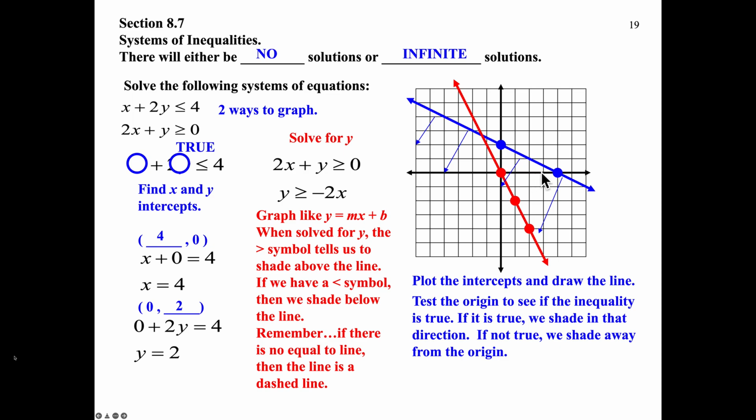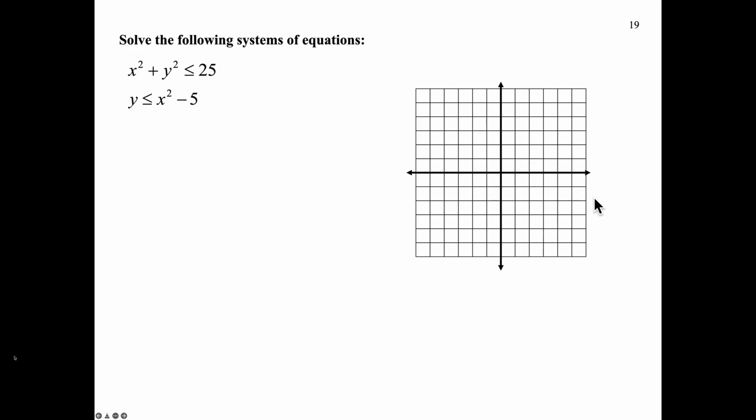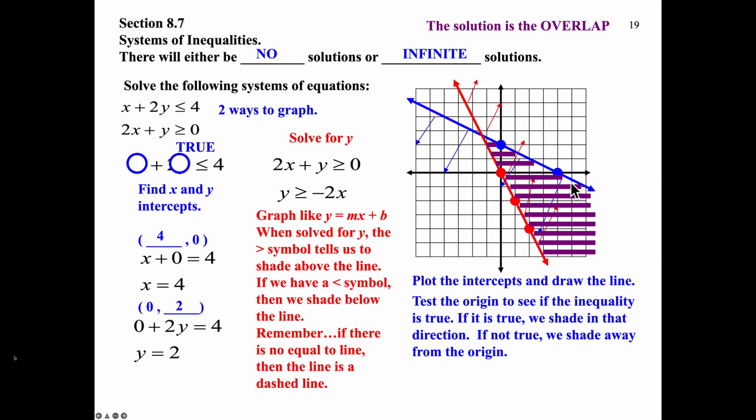1, 2, 3. Down 1. 3, negative 1. 3 plus 2 times negative 1 is negative 2. 3 minus 2 is 1. Yes. 1's less than 4. True. 3 times 2, 6. Plus a negative 1 is 5. Is 5 greater than 0? Yes, true. So this is my solution set.